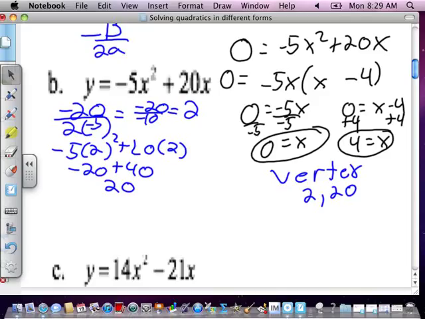So I've got my two roots. I've got my vertex. Could I graph this? How would you graph it? You would just plot how many points? 3. X is 0, y is 0. X is 4, y is 0, because those are my roots. And my vertex, I would plot 2, 20. And be done. Connect them, draw those little lines.